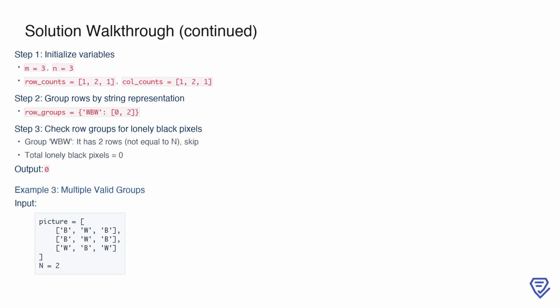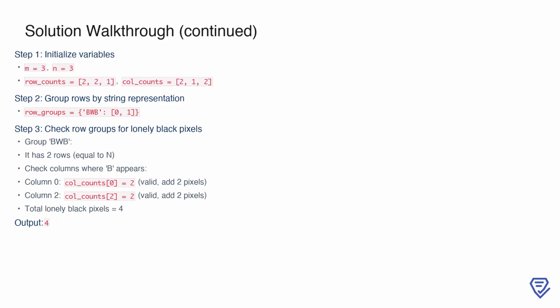Next, we group rows based on their string representation. The first and third rows share the pattern WBW, so row_groups is WBW, 0, 2. The group WBW contains 2 rows, but since n is 1, the group is not valid because the row count does not match n. As a result, we skip this group. Since no other groups meet the criteria, there are no lonely black pixels in this example, and the output is 0. Now, let's look at a final example where there are multiple valid row groups.